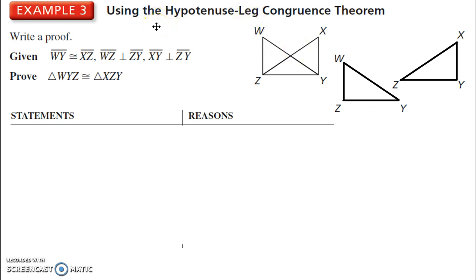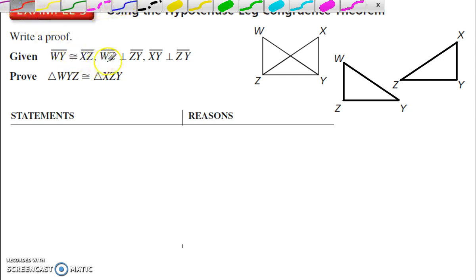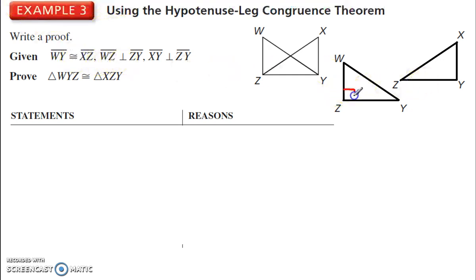Okay, so we know that these are perpendicular, so I can put a little right angle in there. What else do we know? We know that WY, this line, is congruent to XZ. That's what we know. Okay, we got a right angle, and we know that these two are congruent. Okay, so let's prove this.